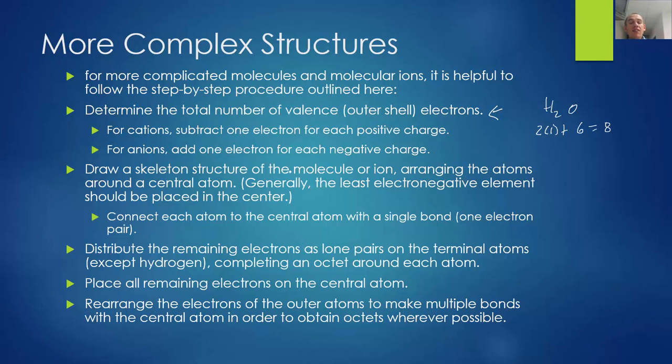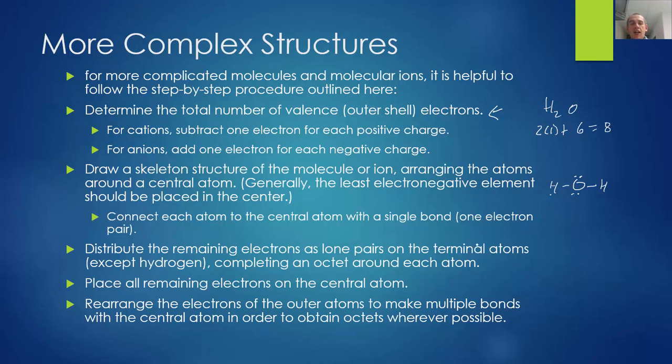Then it says, draw a skeleton structure of the molecular ion, arranging the atoms around a central atom. So that means the central atom is the least electronegative, but hydrogen can never be a central atom because it can only make 1 bond, and fluorine is never a central atom because it's the most electronegative. So in the water example, this is my central atom, so I'm going to draw a skeleton by just drawing single bonds like that, and then it says distribute the remaining electrons as lone pairs on the terminal atoms except hydrogen, because hydrogen can't have any more electrons. So that means I'm going to distribute lone pairs, and I've got 2, 4, 6, 8, and that's water.